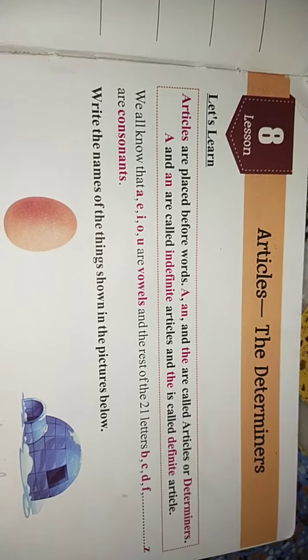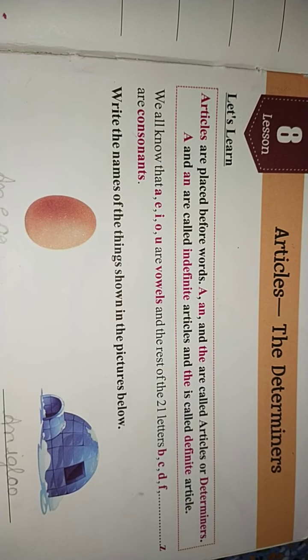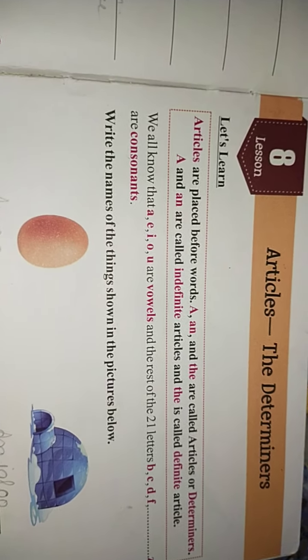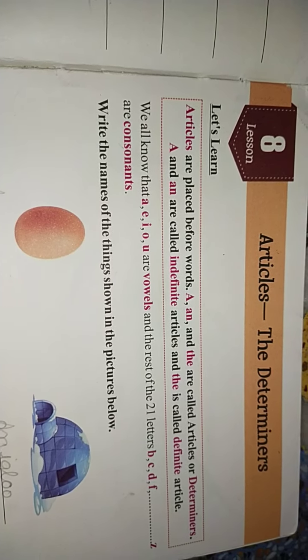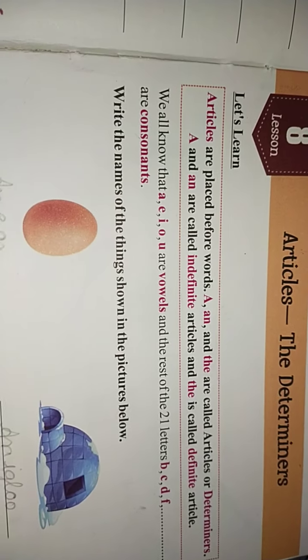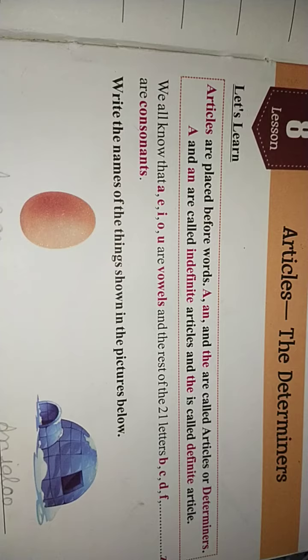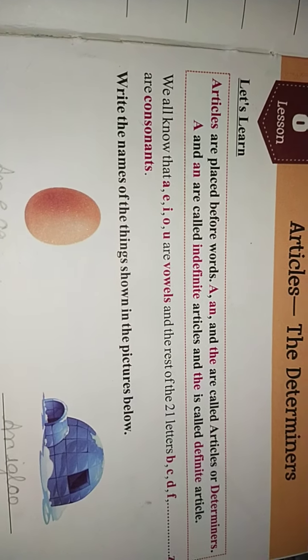Lesson number 8 is articles, the determiners. Articles are placed before words. A, an, and the are called articles or determiners. A and an are called indefinite articles, and the is called the definite article.